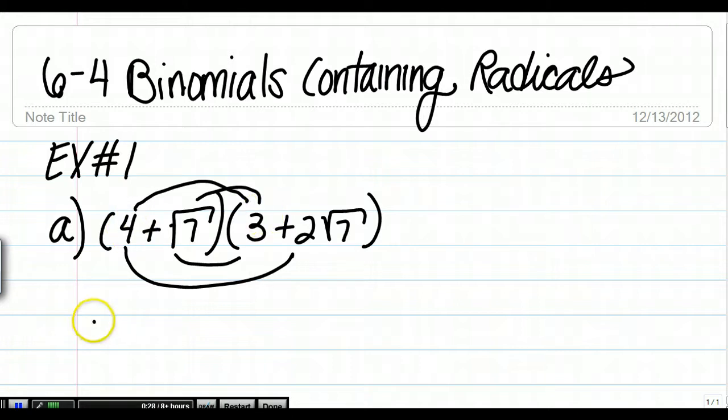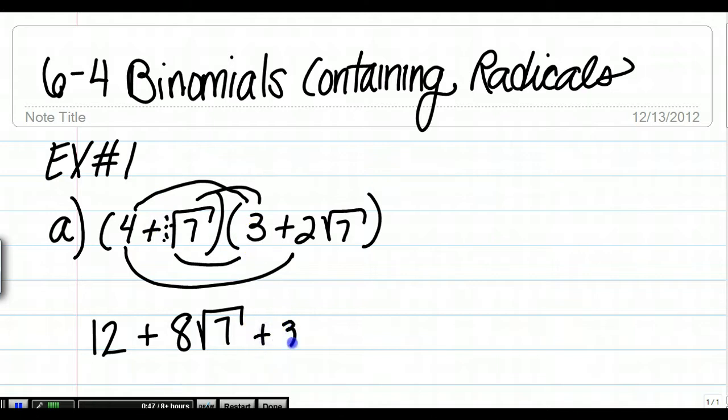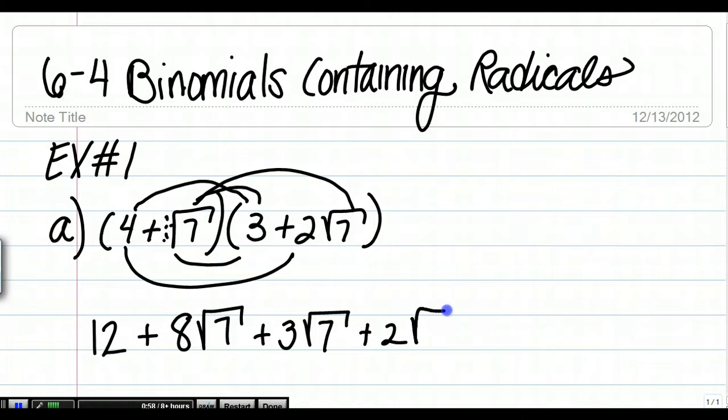Four times 3 is 12, and 4 times 2 radical 7. You multiply 4 times 2, the numbers on the outside of the radical, which is 8, and you don't have anything to multiply radical 7 by, so it's just radical 7. You're going to multiply 1 times 3, which is 3, with the radical 7, and here we have 1 times 2, which is 2, and 7 times 7, which is 49. So if you notice, you multiply the numbers on the outside together and the numbers on the inside of the square root together.